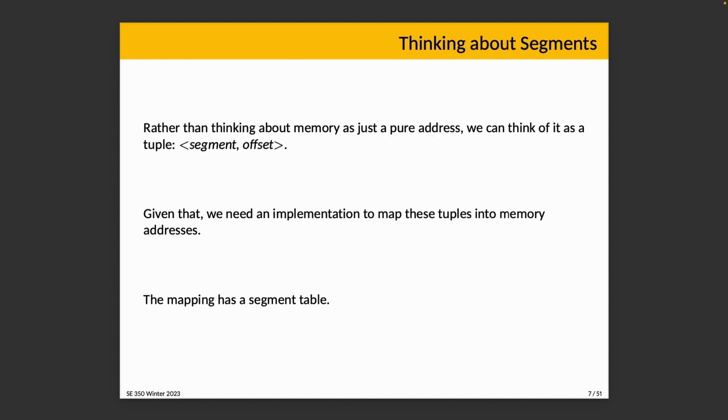Now, rather than thinking about memory as a pure address, we can think of it as a tuple, a two-element item, consisting of a segment and an offset.